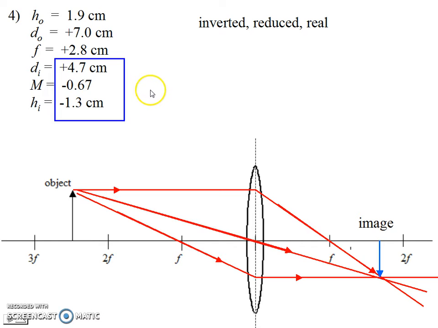You can even measure, right? Go ahead and measure the size of your image. When I did it, I got 1.4 centimeters. You predicted 1.3 centimeters. So you know what? You should be really, really close to that.